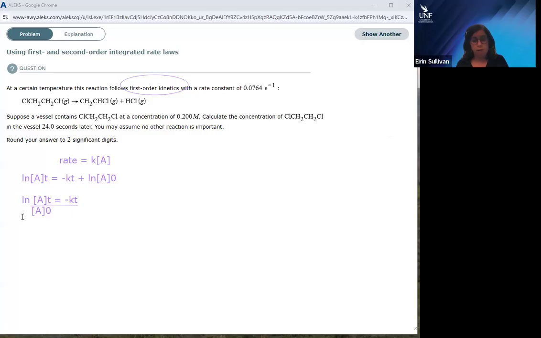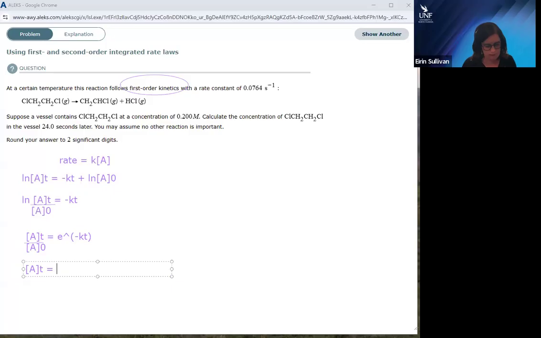So e to the power of natural log ln is just the thing that you're natural logging. And then we'll end up with e to the minus kt on the right hand side. So e to the power of both sides is going to give me A at time t over initial concentration equals e to the power of minus kt. Okay, so then if we multiply both sides by A0, we'll end up with our rearranged equation that solves with A at time t as the subject.